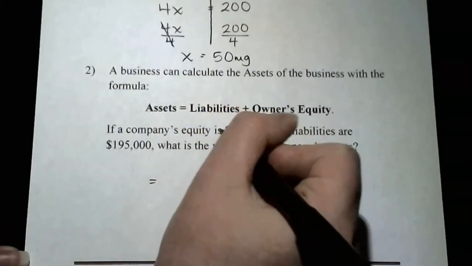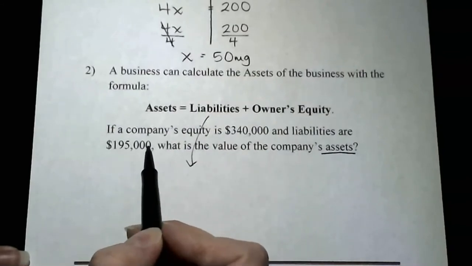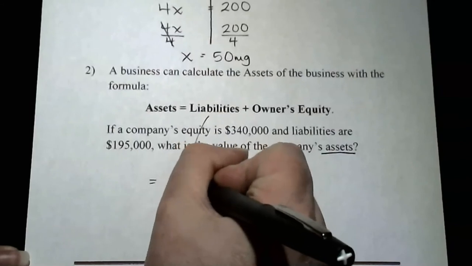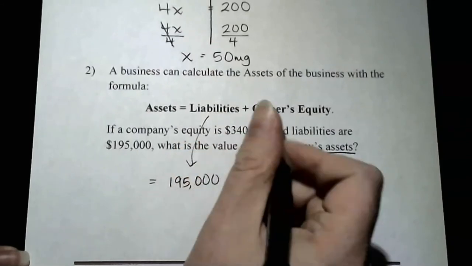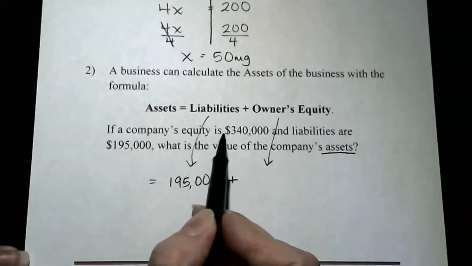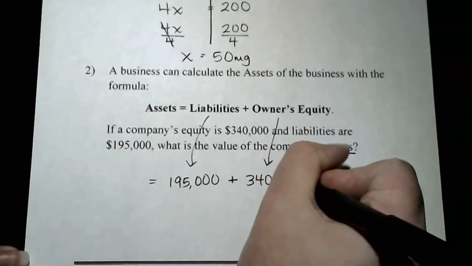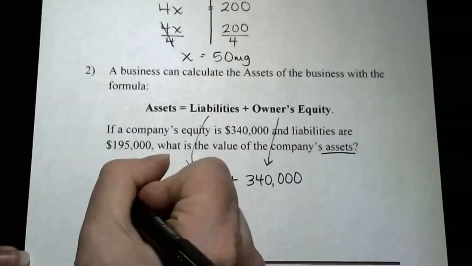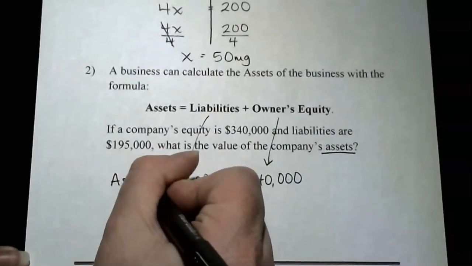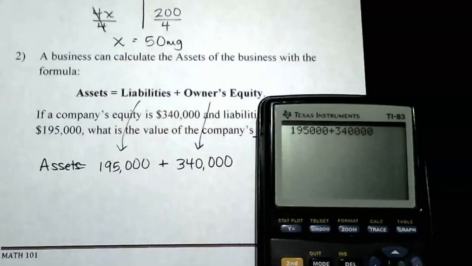We'll plug in the liabilities as 195,000 plus the equity. The company's equity is 340,000. Okay, so all we have to do is add those up. So I plugged it in, and I'm getting 535,000.